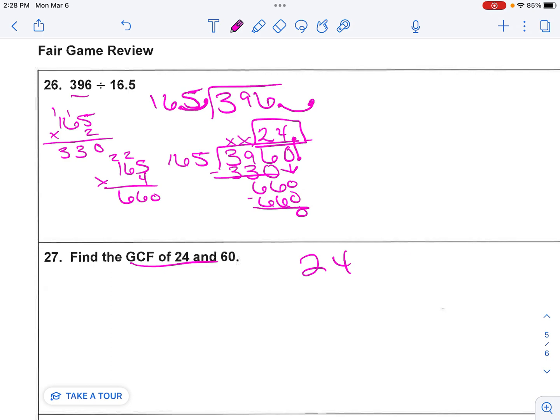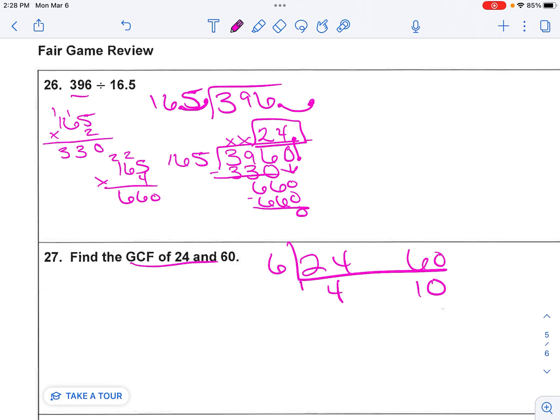Greatest common factor of 24 and 60. We normally use a division ladder. I'm going to do 6. 2 goes into both numbers. 3 goes into both numbers. If 2 and 3 goes in, 6 goes in. 6 goes into 24 4 times. 6 goes into 60 10 times.